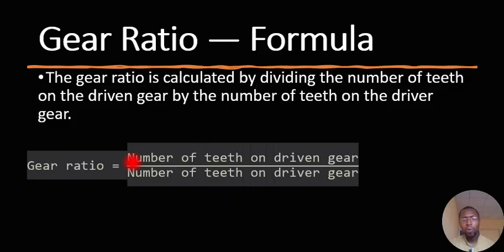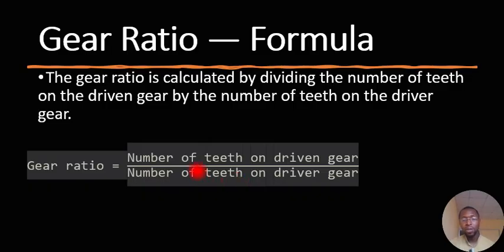So what's the formula for gear ratio? Gear ratio is simply calculated by dividing the number of teeth on the driven gear by the number of teeth on the driver gear. So by formula we say that gear ratio equals number of teeth on driven gear all over number of teeth on driver gear. As simple as that. So that's what we use in determining gear ratio.